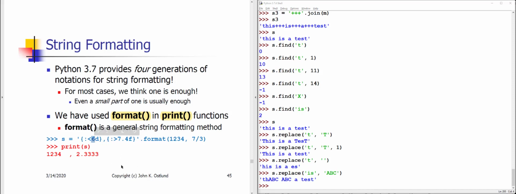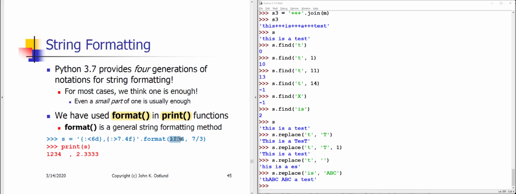6 here is the field width for our decimal integer. 7 is the field width for our fixed point floating point number. And in the case of the floating point number, I can also specify the number of digits that I want to see after the decimal point. The less than symbol and the greater than symbol here between the colon and the field width specify that I want the integer to be left justified in that field that's 6 characters wide, whereas I want the floating point number to be formatted right justified in a field 7 characters wide.